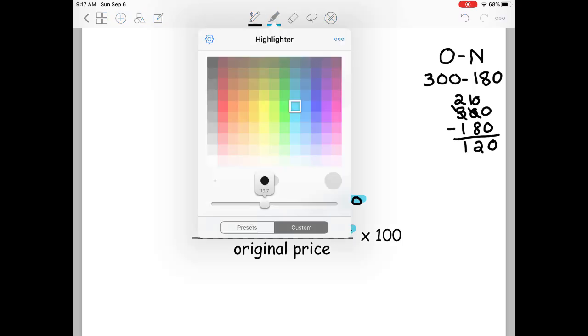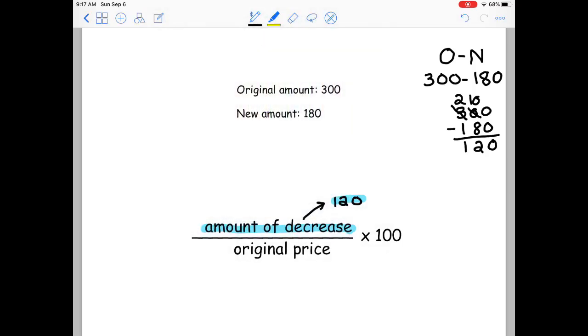And then I have to put that over my original price. Well, the original amount is already given here. So I'm going to rewrite this. It's going to be 120 divided by 300 and then multiplied by 100. So 120 divided by 300. We need to see how many times 300 can go into 120.